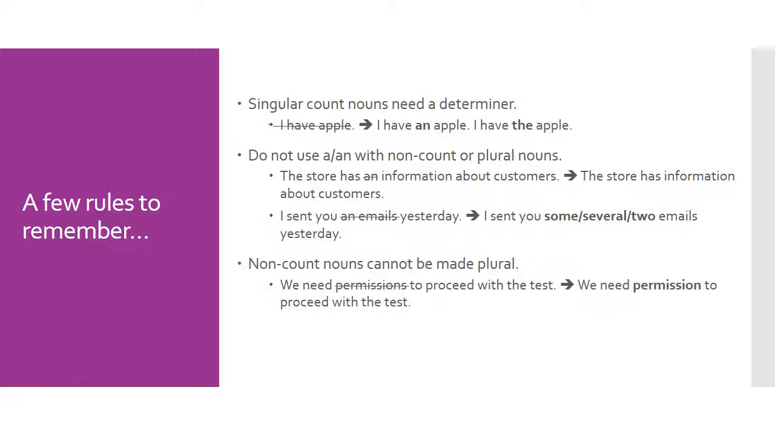Do not use a or an with non-count or plural nouns. An, the indefinite article, is only for use with countable singular nouns. So I cannot say the store has an information. Either the store has information, nothing, or the store has some information.